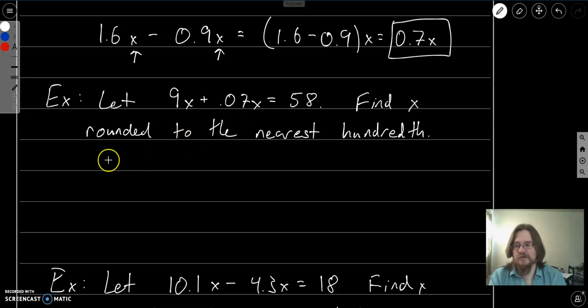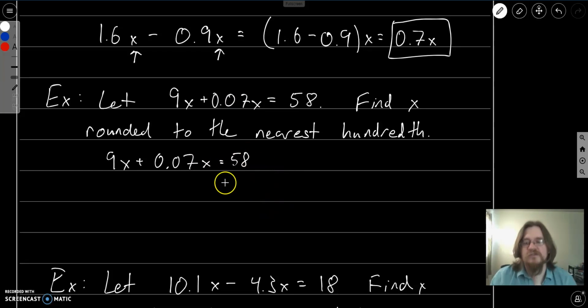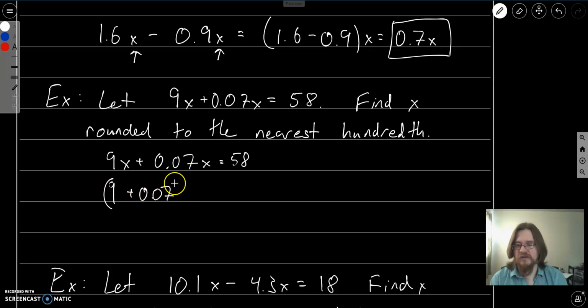So for instance, if I have 9x plus 0.07x, I just left off the 0 here, it doesn't make any difference, is equal to 58. What I can do is combine what I will refer to as like terms. Both these have an x in them, so I can combine them together just like I would have apples and apples. So if I add them together, I'll get 9 plus 0.07 x is equal to 58. And then lastly, if I add these together, I can do this on a calculator.